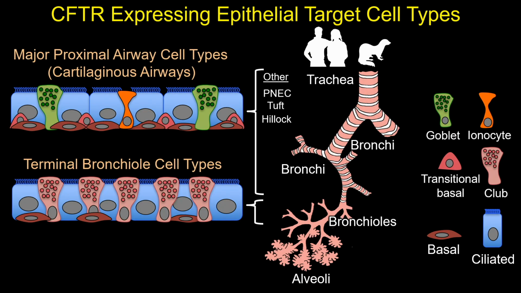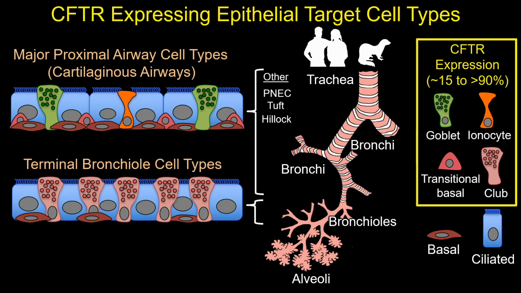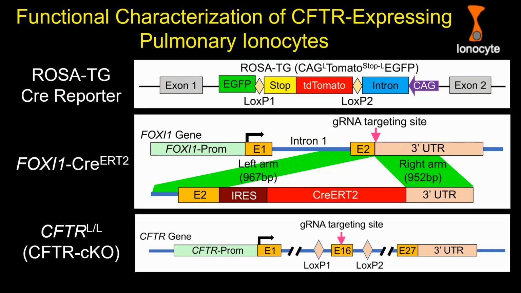As you heard, there are a number of different cell types within the airway, of which a small subset express CFTR, in about 15 to 80 or 90% of cells when one considers ionocytes. As I mentioned, about 1% of the epithelium in the proximal cartilaginous airways is composed of ionocytes, but they express about 50 to 70% of the CFTR mRNA in this region.